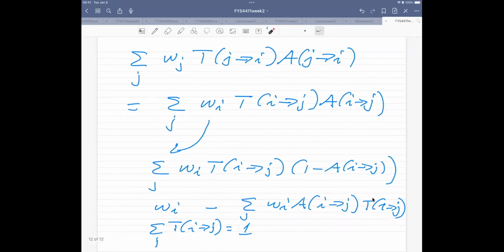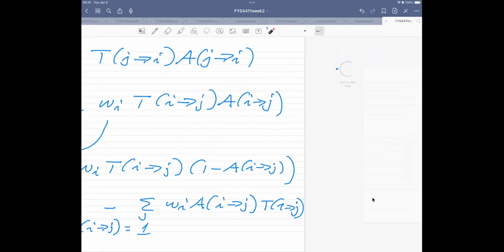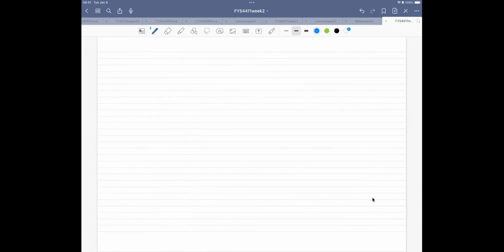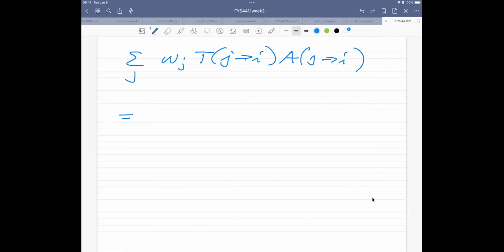And that gives us an equation where we have this term, which has to be equal to that term. So the equation which we end up with when we have reached the most likely state of the system is a Wj of T of J going to I, of A of J going to I, and this is balanced by this other term, Wi of T of I going to J, and then A of I going to J.